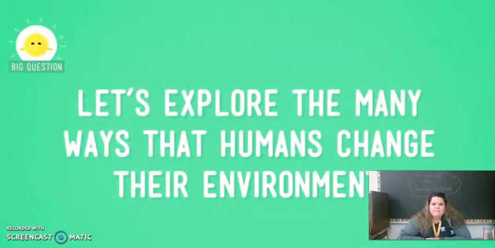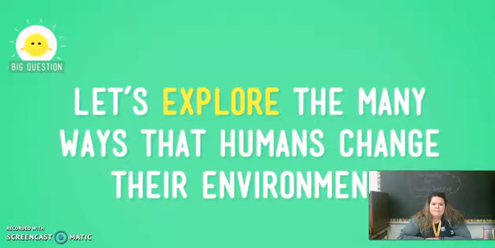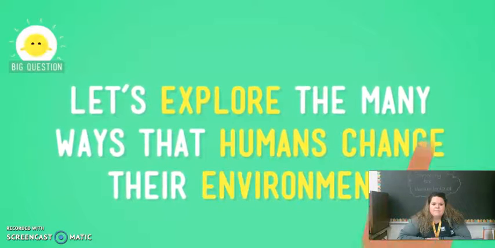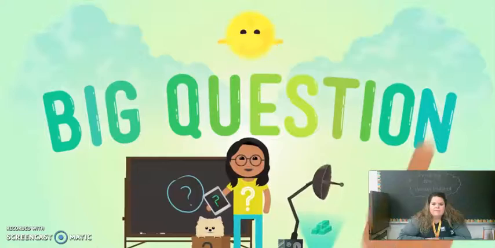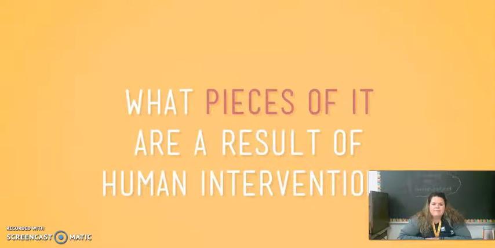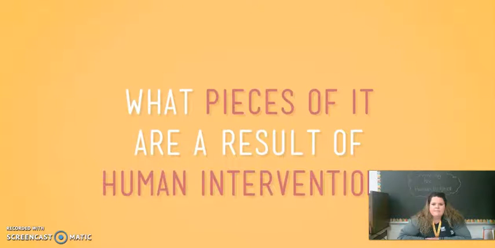To make our human environment, we've taken resources from other parts of the world, and in the process, we've altered the environment that used to be there. These are examples of humans changing the space around them. So today, let's explore the many ways that humans change their environment. Our effects on the environment are almost so obvious that we might actually miss them. But they're important to consider. Think about your life. What pieces of it are a result of human intervention? Let's walk through your day.